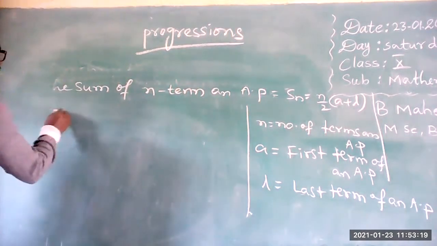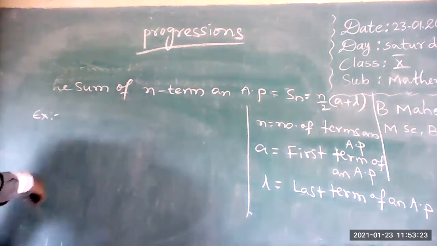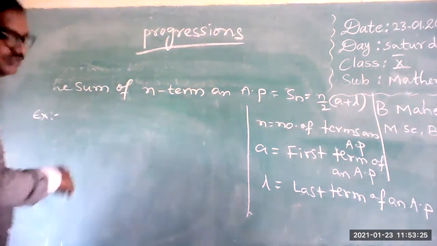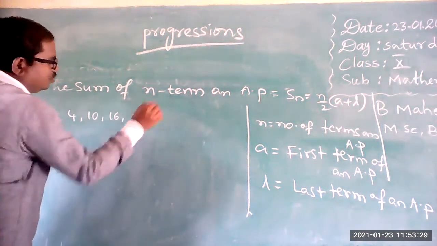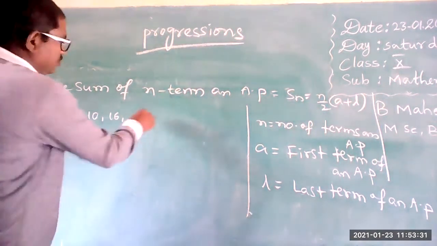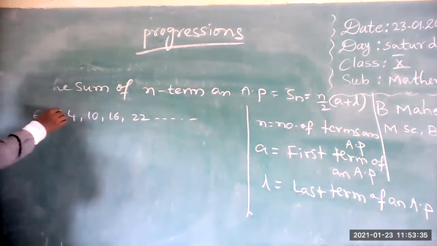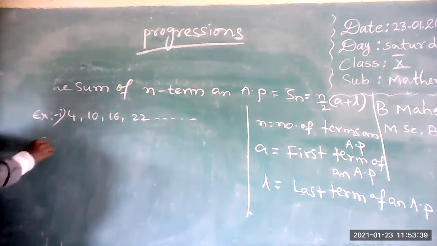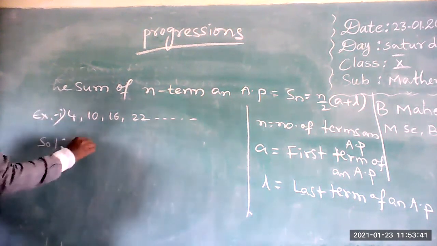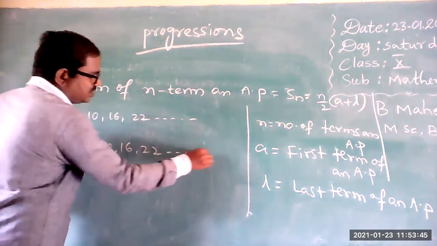For example, 4, 10, 16, 22, dash. So is the given series an AP or not? How to find out? First you write the given series: 4, 10, 16, 22, dash, dash, dash.